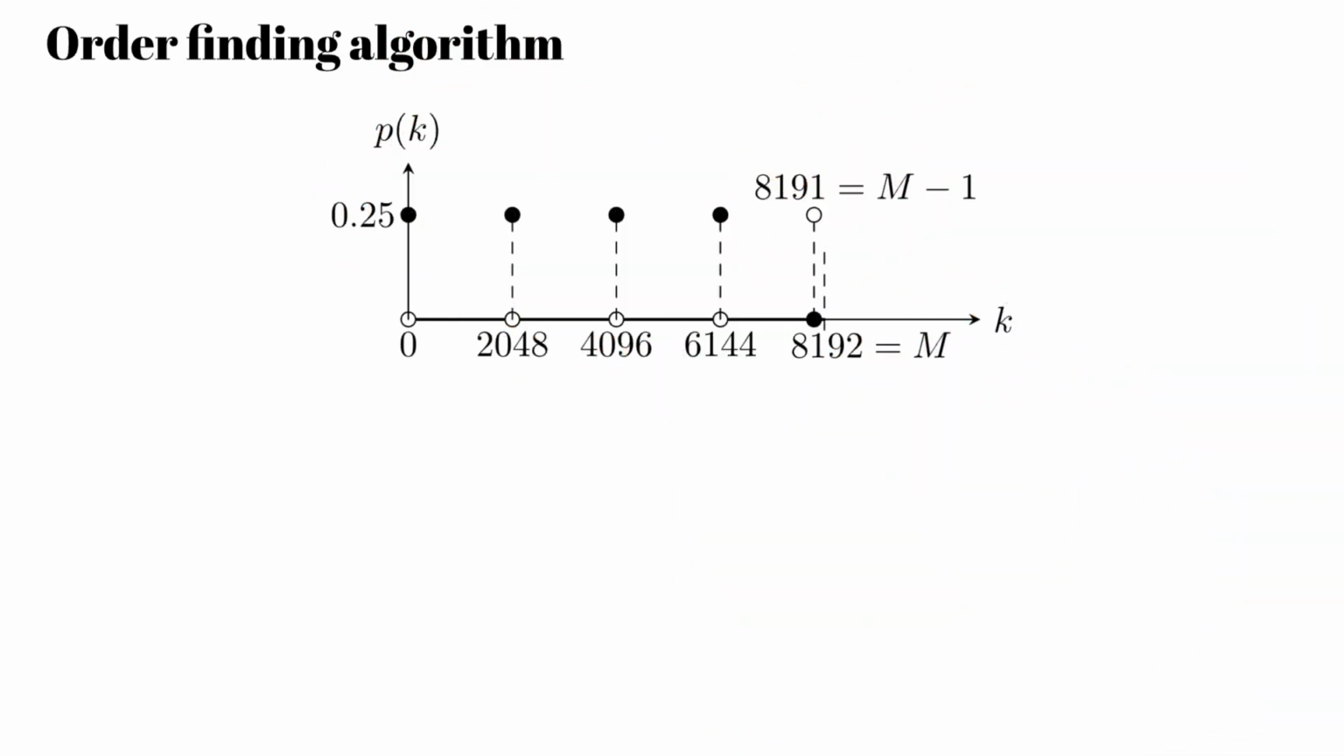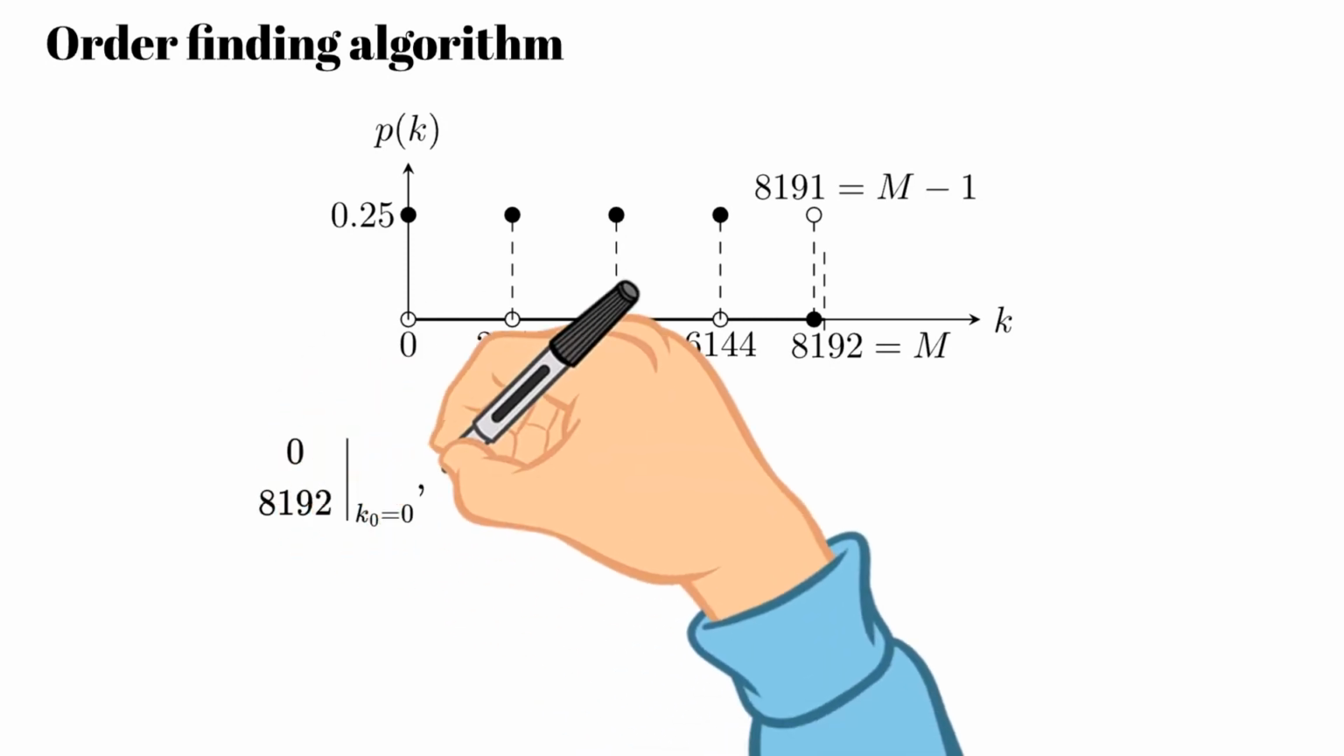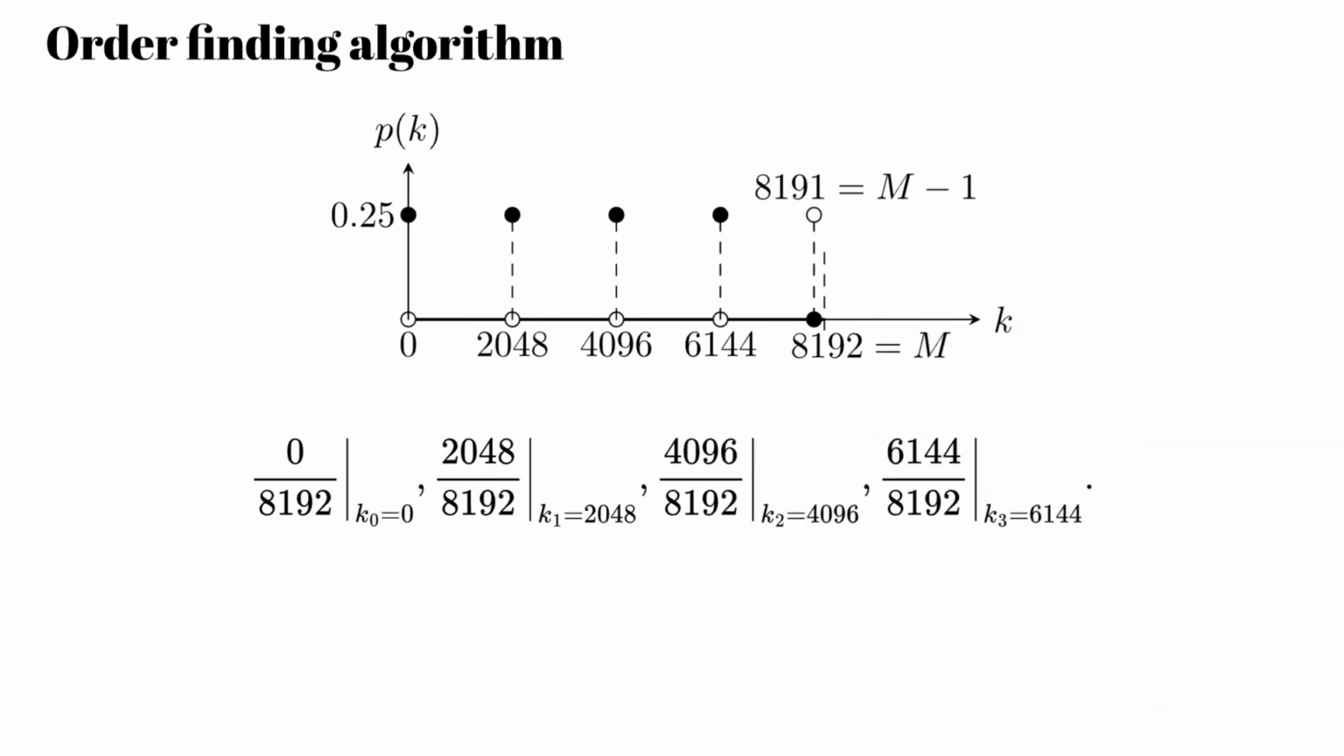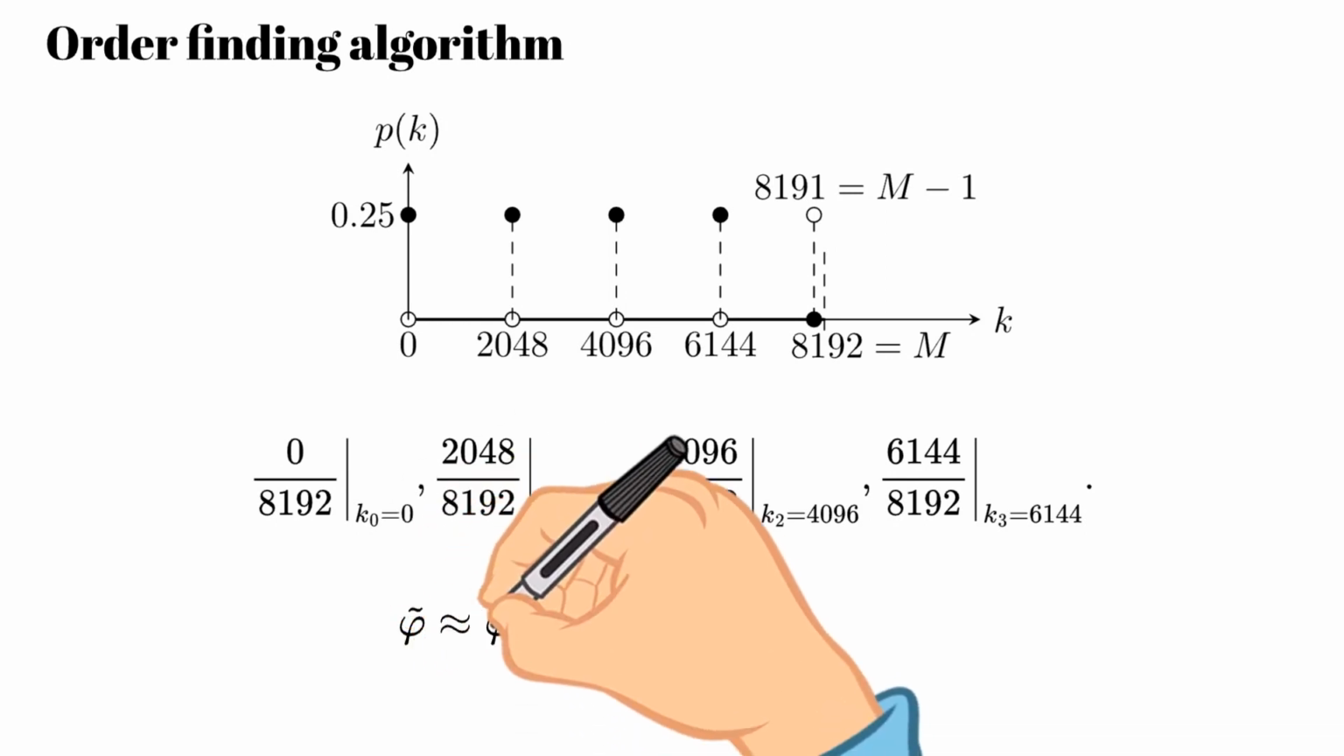The 4 distinct peaks in our probability distribution clearly show the hidden periodicity of the function 4 to the power of a modulo 17. But remember, when performing this experiment on a real quantum computer, it is not possible to see such a distribution. One can only see what measurement results can provide, which are the 4 values here. Each of these values corresponds to a fraction. These fractions are the tilde phi sub s we just mentioned.